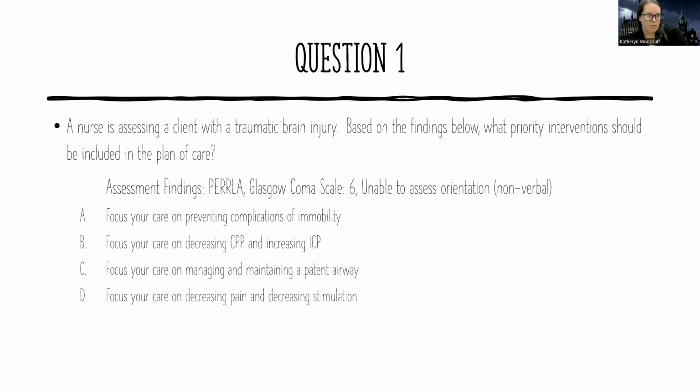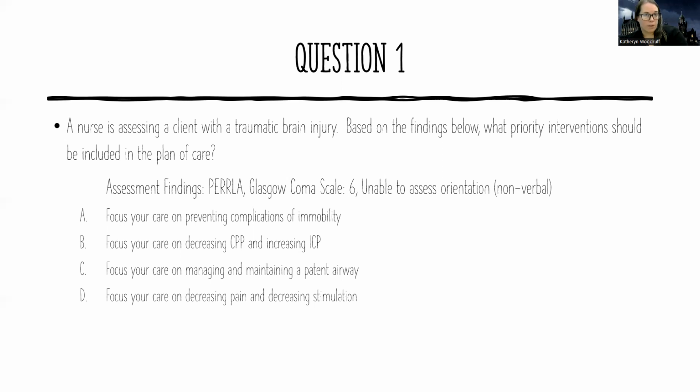So assessment findings. I have to look at my assessment findings. There's PERLA, which is pupils equal and round and reactive to light and accommodation. That's normal. Okay. Glasgow Coma Scale of 6. That's a little bit on the lower end, so I don't love that. Then I have unable to assess orientation because they're nonverbal. So I have kind of a low level of consciousness, nonverbal patient. So it's asking what is priority for a nonverbal, low level of consciousness patient.